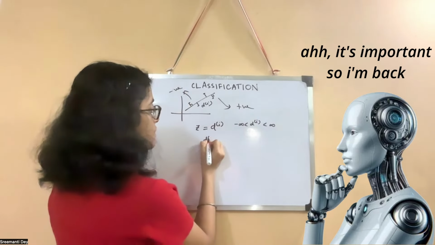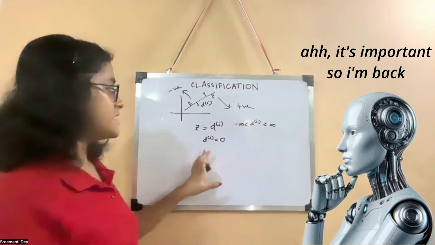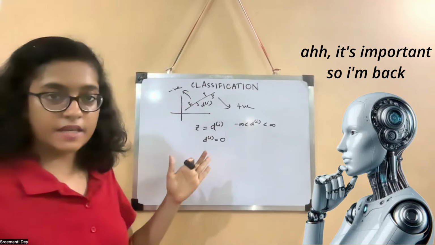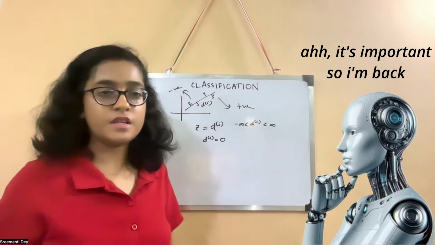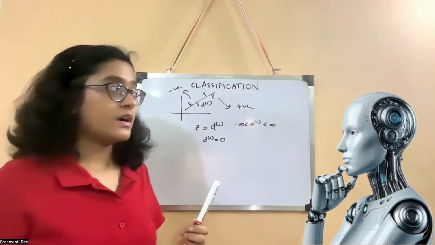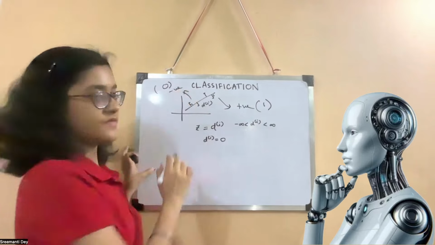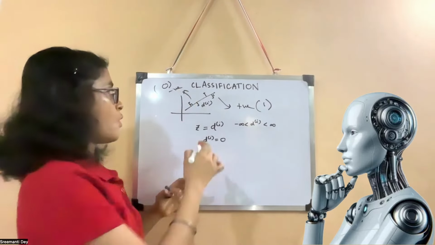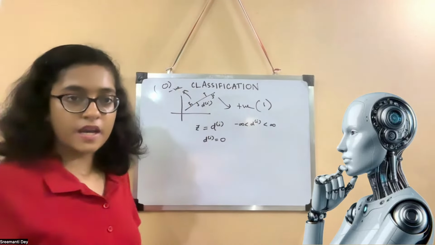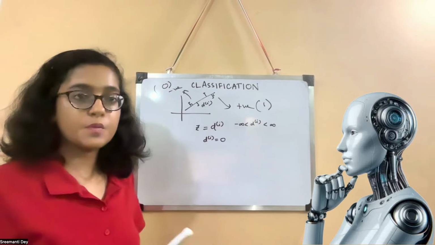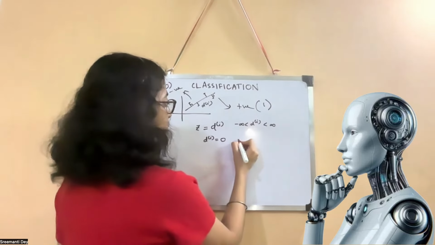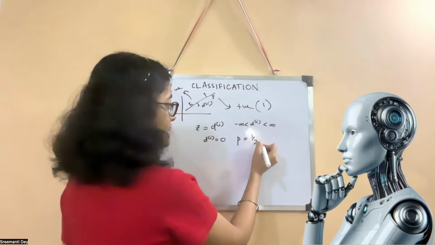Now if di is 0, let's say for a point, the point is lying on the line. So we don't know whether it's positive or negative, whether it's 1 or 0. Let's just say positive gets classified as 1, negative gets classified as 0. So if the point is on the line, we don't know whether it's 1 or 0, so the probability is half. So di equals 0 should have the probability as half.